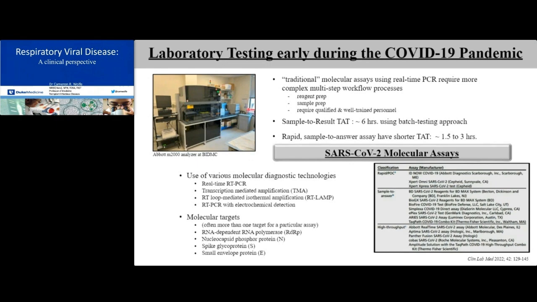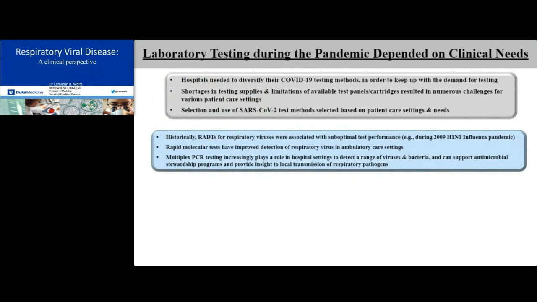As mentioned already, during the early months of the pandemic and due to various supply shortages, hospitals and laboratories had to implement a variety of different test methods to keep up with the demand for testing. Furthermore, the shortcomings of rapid antigen detection tests were well known from prior years of use, especially during the time of the 2009 H1N1 pandemic. Hospitals and laboratories, therefore, diversified their testing approach according to the specific service areas and needs.